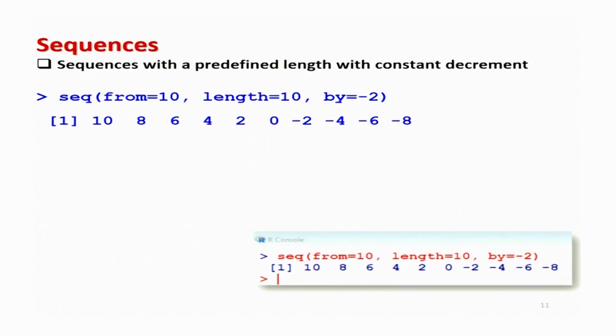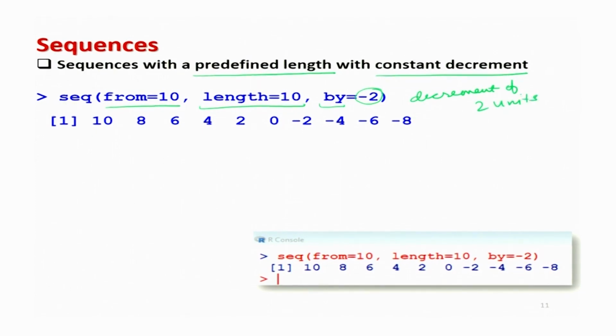And similarly, if I want to generate a sequence just like what we have done, but I want to have a constant decrement, so I want that the length of the sequence is predefined and there is a constant decrement. I can use either from or to, whatever you want. Suppose I want to generate a sequence beginning from 10 and it is going to have 10 values in the sequence. So, I can write length is equal to 10, and now by is equal to minus 2, because I want a constant decrement of 2 units. If you want to give something else, that also you can give.